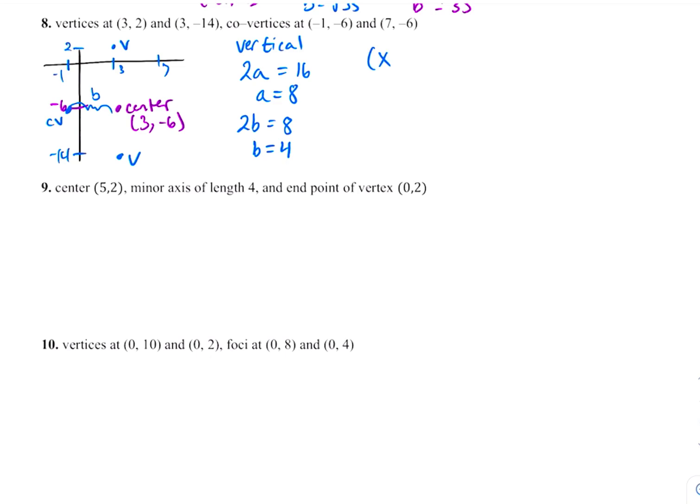So I will have x minus 3 squared over a number plus y plus 6 squared over a number equals 1. And since it's vertical, my a squared goes underneath y, so I'm squaring my 8 to get 64. And then squaring b to get 16. And then for the domain, so that's left to right, so that's between the two co-vertices. So this will be from -1 to 7. And then the range is vertical, so that'll be between the two vertices. So from -14 to 2.